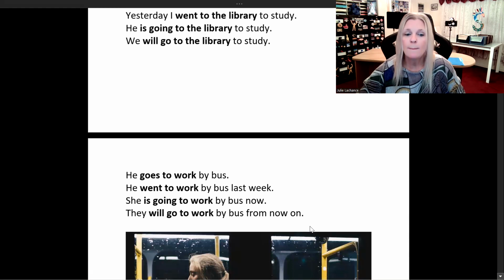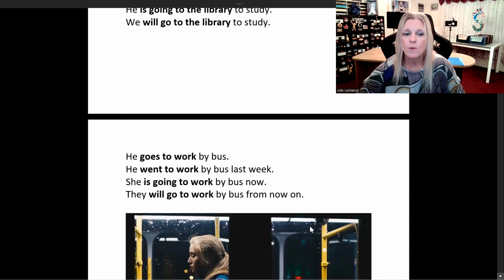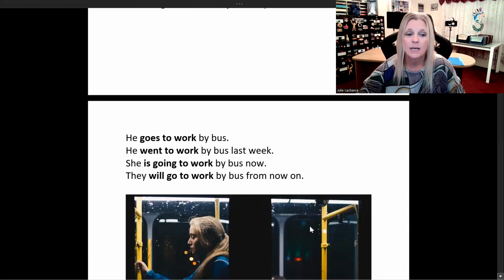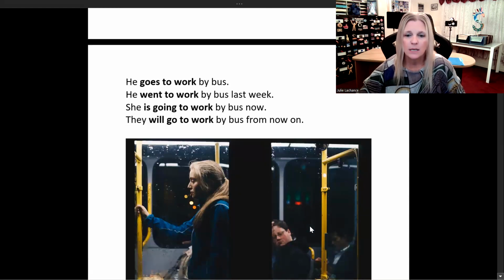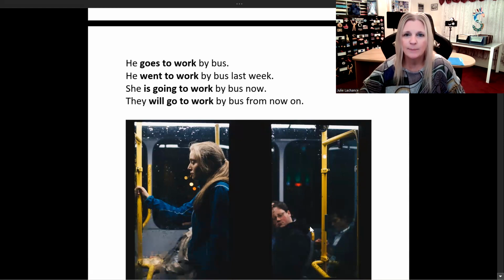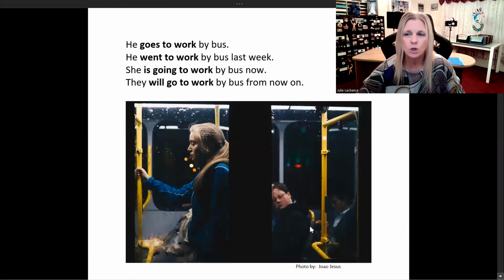He goes to work by bus. We went to work by bus last week in the past. She is going to work by bus now. They will go to work by bus from now on. Here we can see all these really tired people going to work by bus very early in the morning. And they all look very excited to go to work.